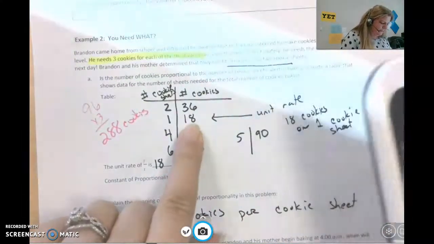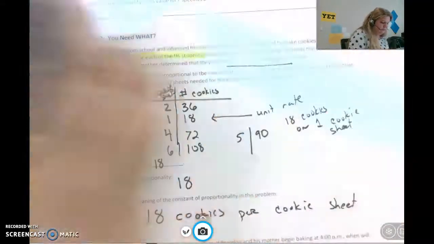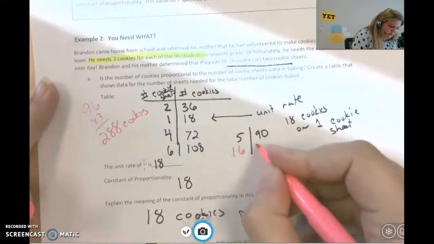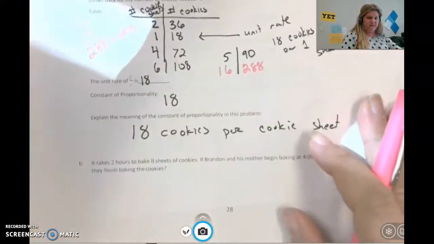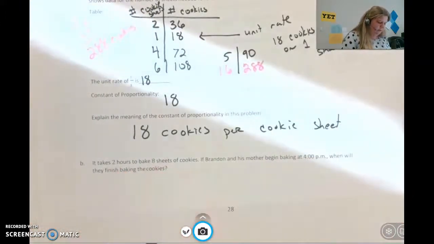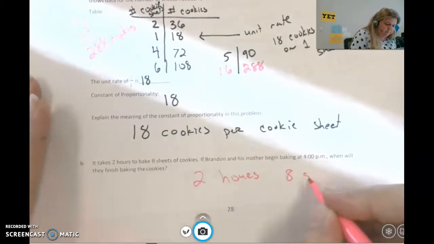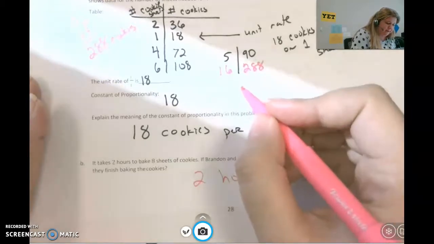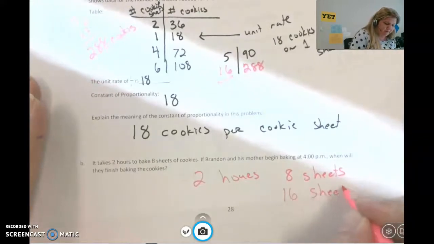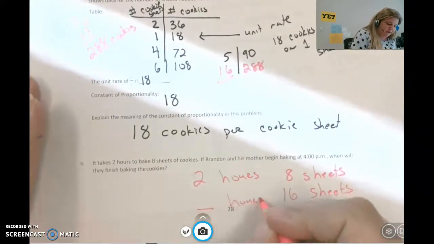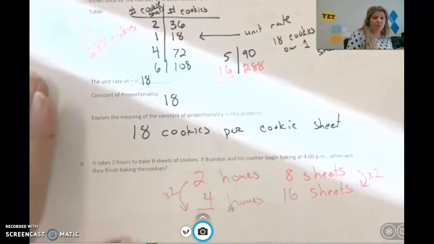Okay, so I get 18 cookies on 1 sheet. So I'm going to divide that by 18. 16 cookie sheets is what I need. 16 cookie sheets makes 288 cookies. Now, let's go back down here now that we know this. 2 hours to bake 8 cookie sheets. But I need 16 cookie sheets. So that means I'm going to need, let's see, that's doubled, so I need to double this. I'm going to need 4 hours.